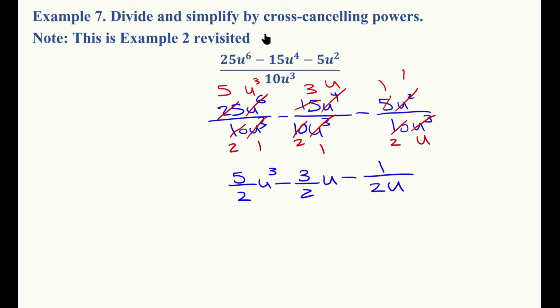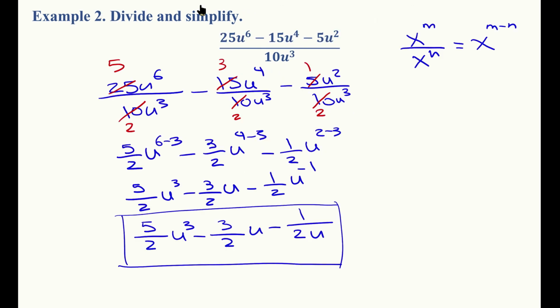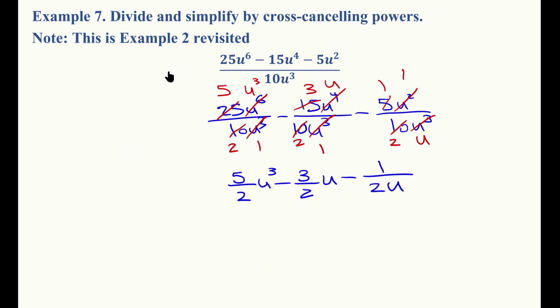Let's quickly go back to example 2 and see what we did there. See, in example 2, we did the split, then we cross-canceled the numbers, then we applied the quotient rule, and then we got this expression which still had a negative exponent, and we had to move it down to get this final answer. But now quickly go back to the previous one that we just did. We bypassed a lot of the things we did before by doing this kind of cross-canceling.